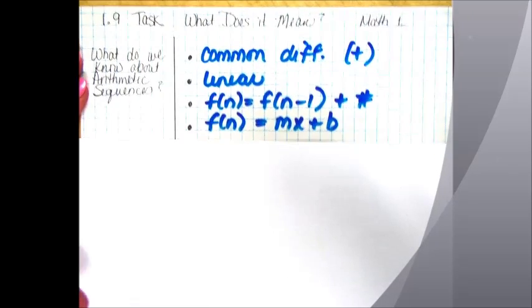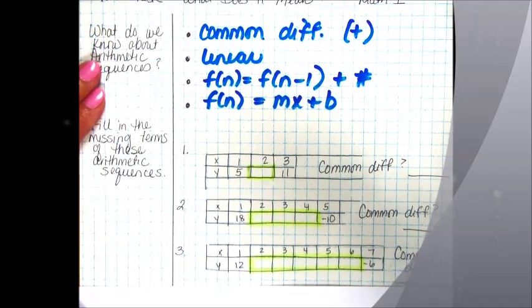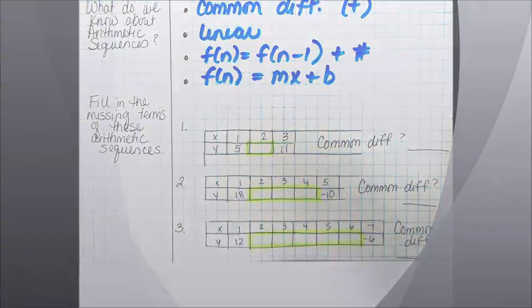What I want you to do is copy these tables, and what you're going to do in your groups is fill in the missing terms. These are all arithmetic sequences, which means, again, that we're adding the same number. So go ahead and pause this video, and find some strategy, whatever works for your group, and figure out a way to fill in those blanks.